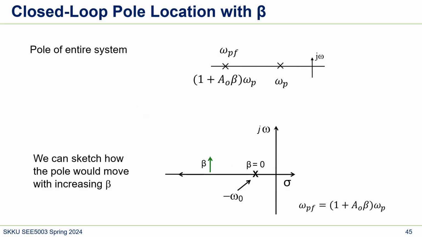We can also draw this in a pole zero plot. So here, this is the amplifier pole, and this is, oh, let me just use a different color.